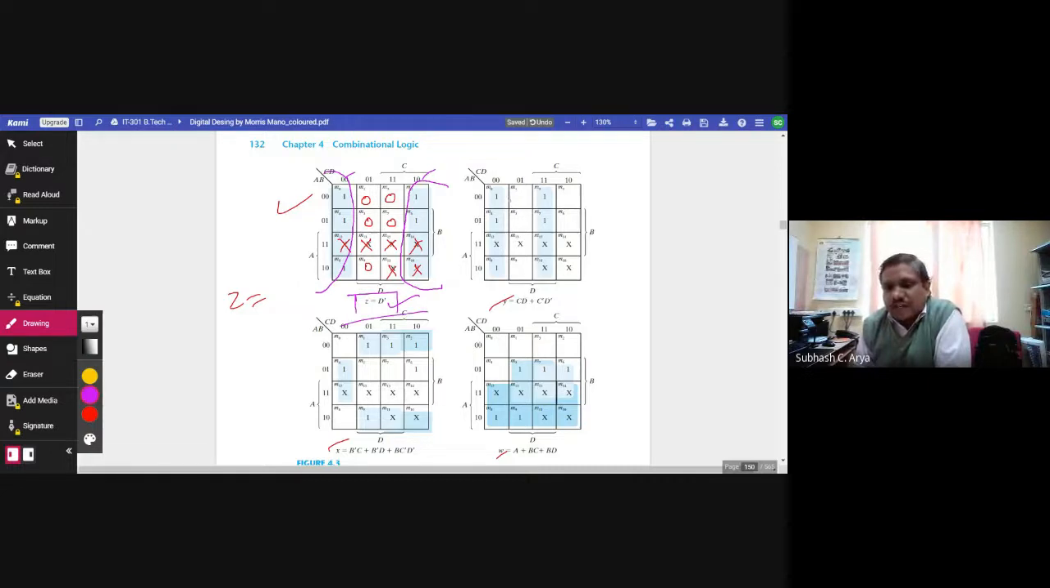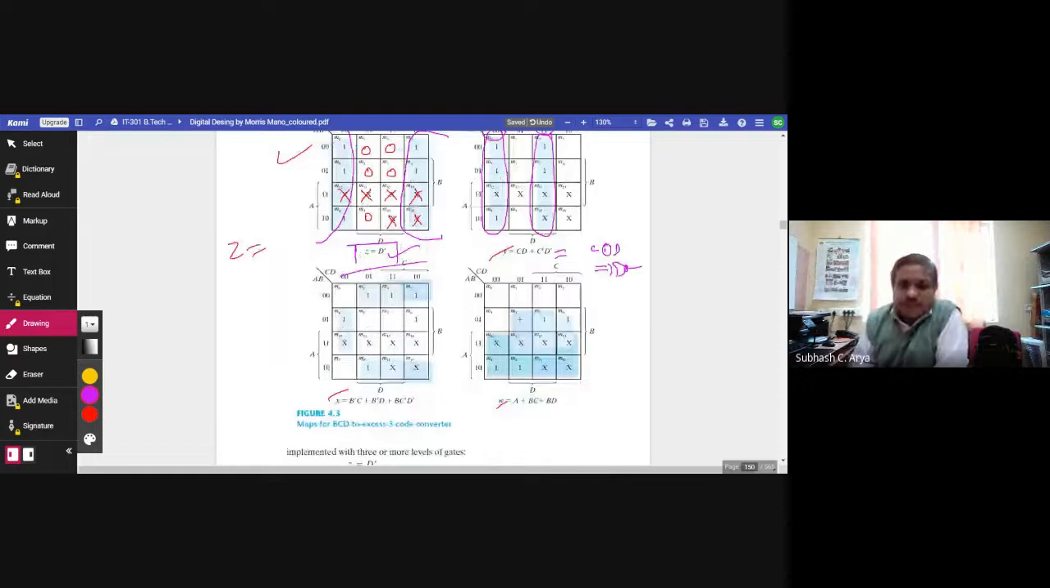Similarly for Y, we fill up the information and find the solution. This becomes a quad, a group of 4 adjacent ones, and another quad, a group of 4 adjacent ones. From here we can see the solution is CD, this one CD, and here C bar D bar. In fact, this can be further reduced as C exclusive-NOR D. This can be simply implemented with the help of this logic gate.